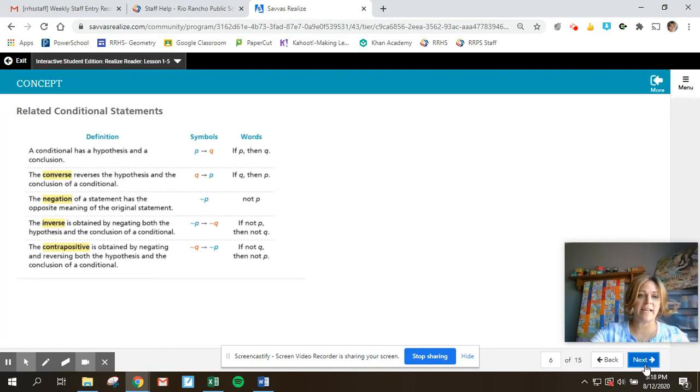I'm going to jump way down to the lesson. Here are some definitions. These definitions will come back, especially when we're doing proofs. So I want you to look at them and read through them.